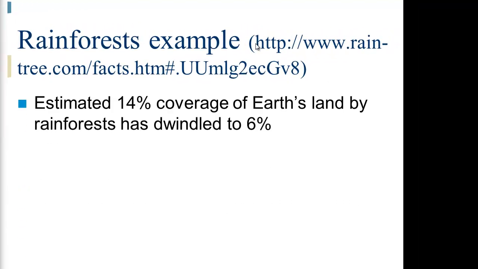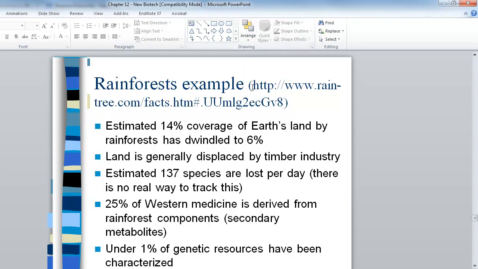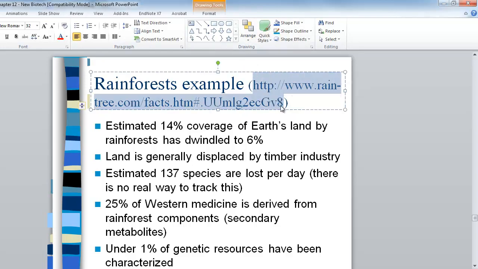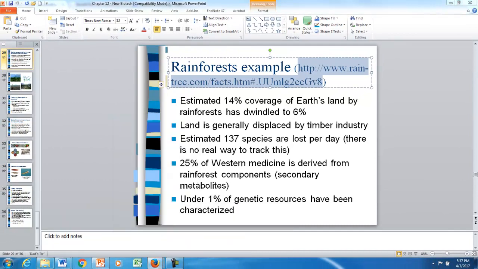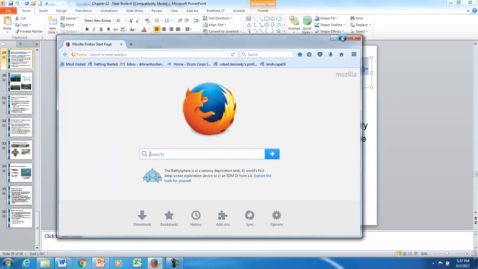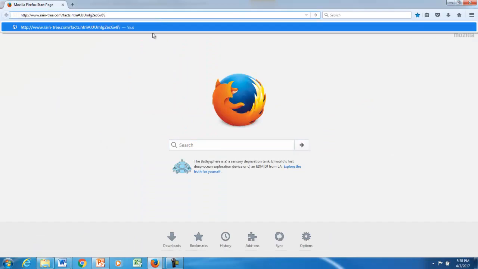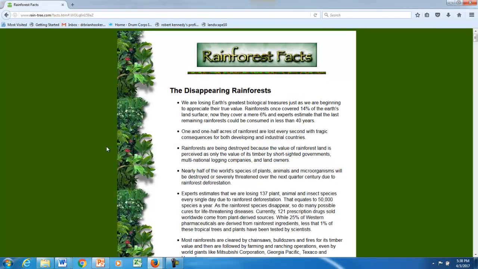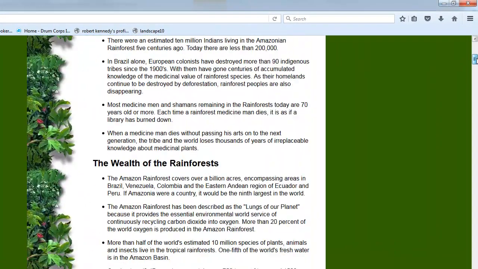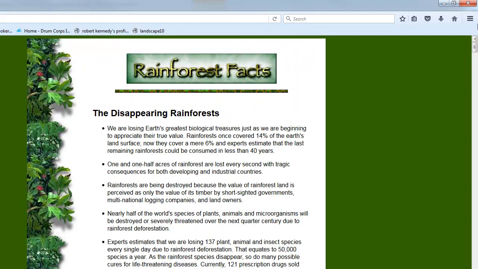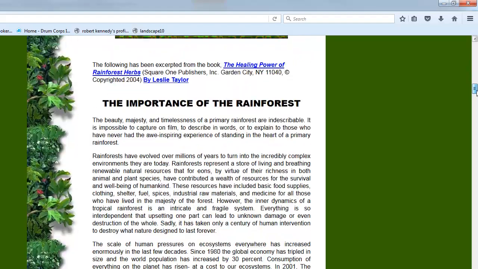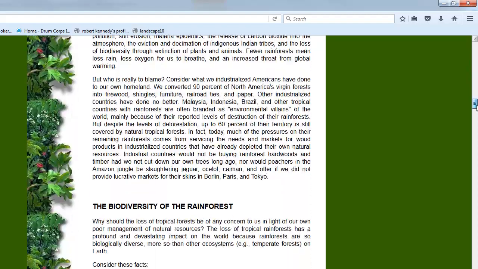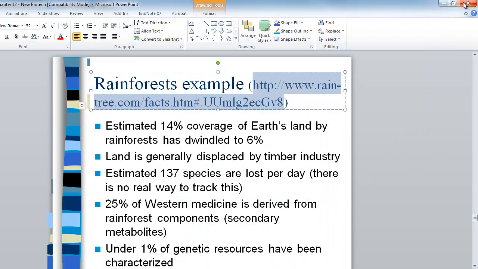And in terms of the rainforest, let me see if I can get this video to show, if I'm lucky. Here are just some facts. I guess this isn't a video, but it gives you a snippet of facts on the destruction of rainforests. So that's something to check out.